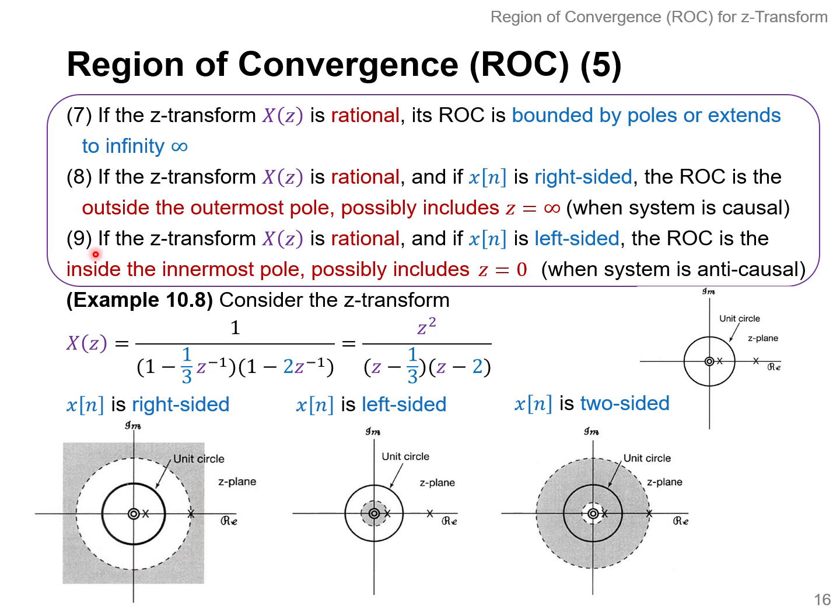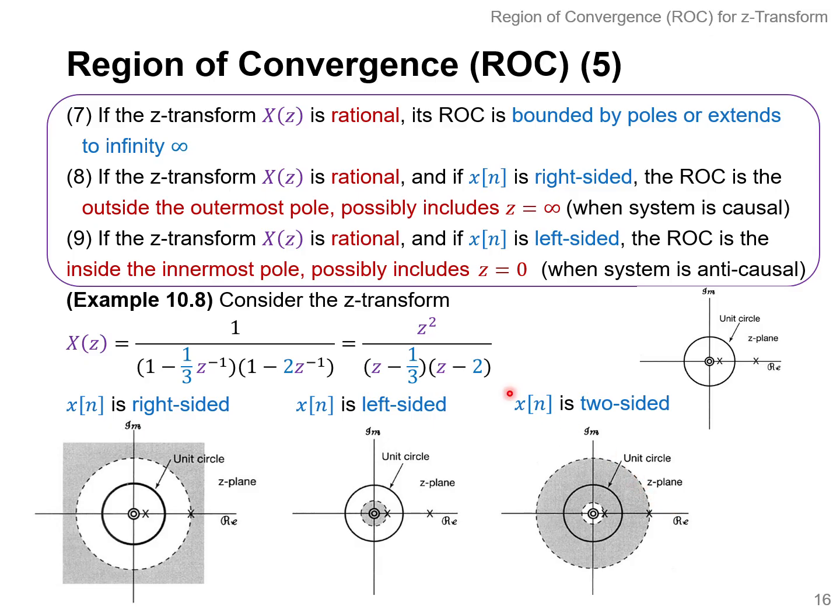Property 9. For a left-sided signal, the ROC is inside the pole with the smallest radius. If the system is anti-causal, the ROC can include Z equals 0. This matches what we said on page 14. If the signal is two-sided, the ROC lies between two poles and forms a ring in the Z-plane.